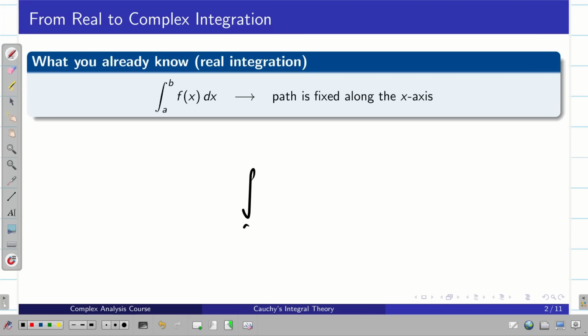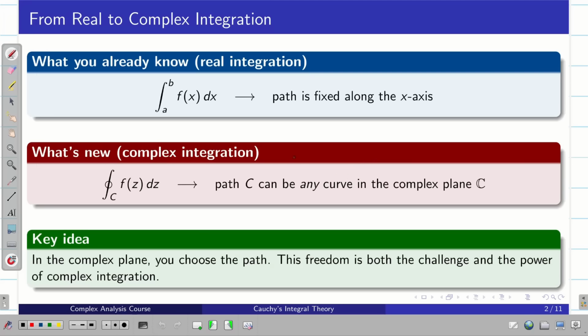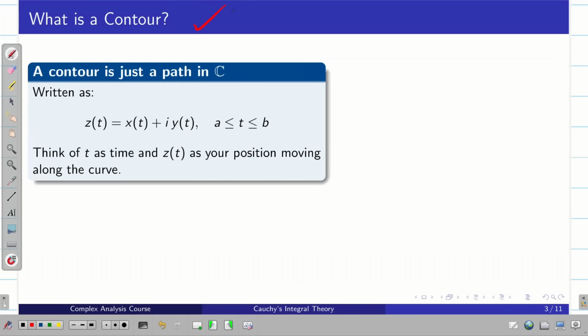In our school days, we learned the definite integral over a to b f of x dx. The path is fixed along the x-axis. But now, in complex integration, we use integral over C f of z dz. Here, the path C can be any curve in the complex plane. Next, we are going to learn what a contour is. I'm not going into very deep concepts. We just take whichever is needed for our problem solving. A contour is just a path in the complex plane.